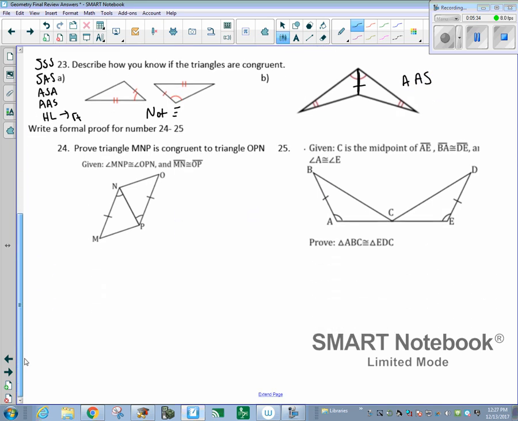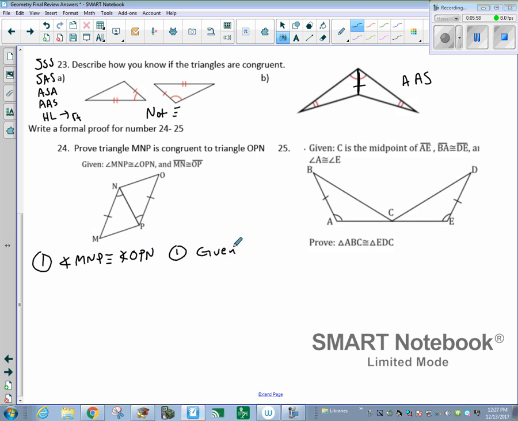And so the last thing that we did was writing proofs. We're trying to prove that triangle MNP is congruent to triangle OPN. So we're trying to prove these two triangles congruent, and they gave me some information. I'm going to start out. We always start out by writing our given information, that angle MNP is congruent to angle OPN. That would be our given.